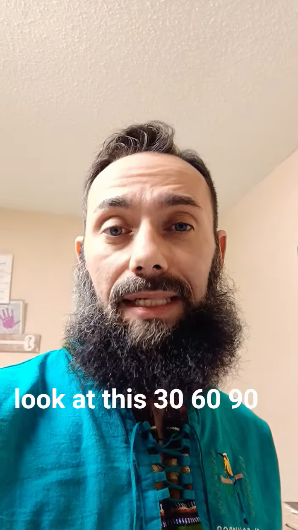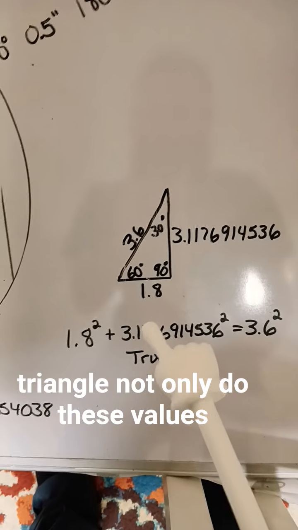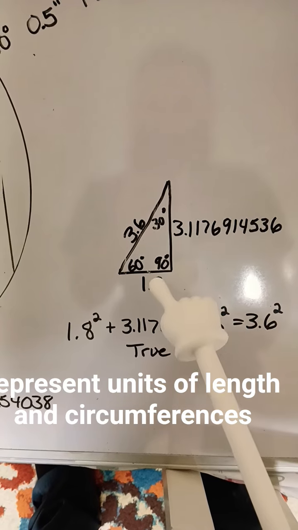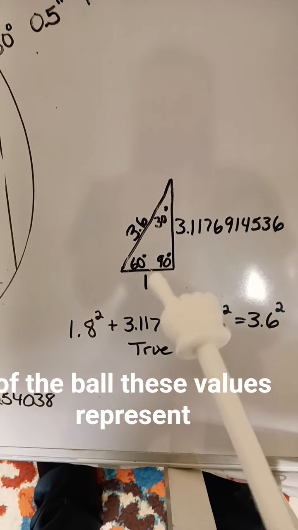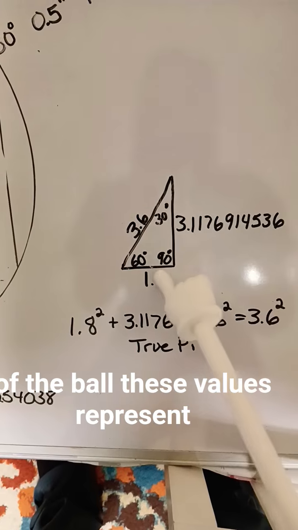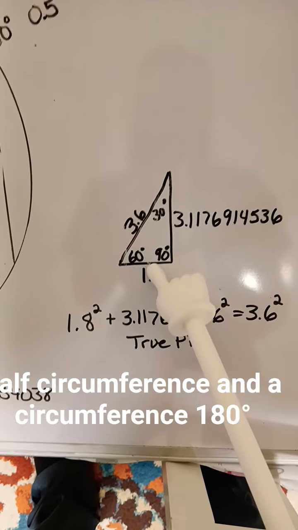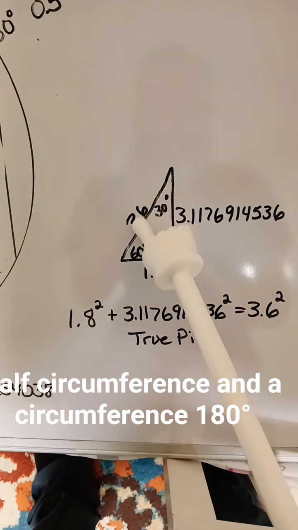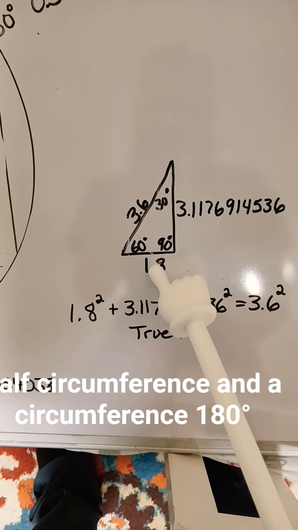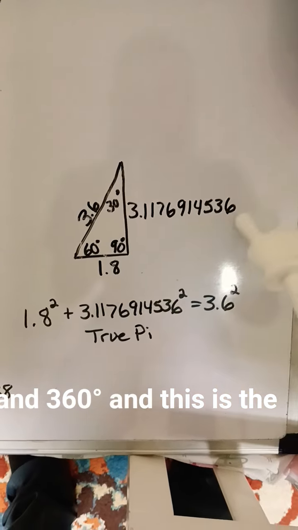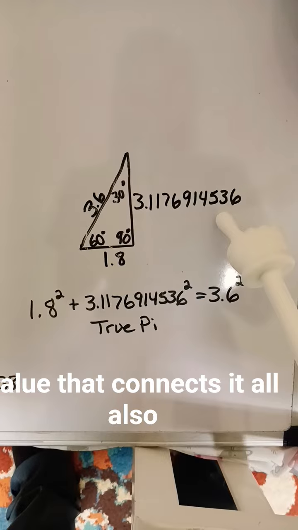Now look at this 30, 60, 90 triangle. Not only do these values represent units of length and circumferences of the ball, these values represent a radius and a diameter, a half circumference and a circumference, 180 degrees and 360 degrees. And this is the value that connects it all.